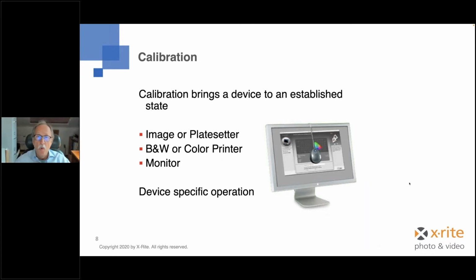Now, when we talk about color management, many people think that has to do with calibration. And actually, to a degree, it does. However, all calibration does is take a specific device, and each one of those that I showed before were different devices, and bring it to an established state. In theory, that established state gives you the maximum available gamut for that specific device. But it's a device-specific operation. It's not a workflow or a process operation.